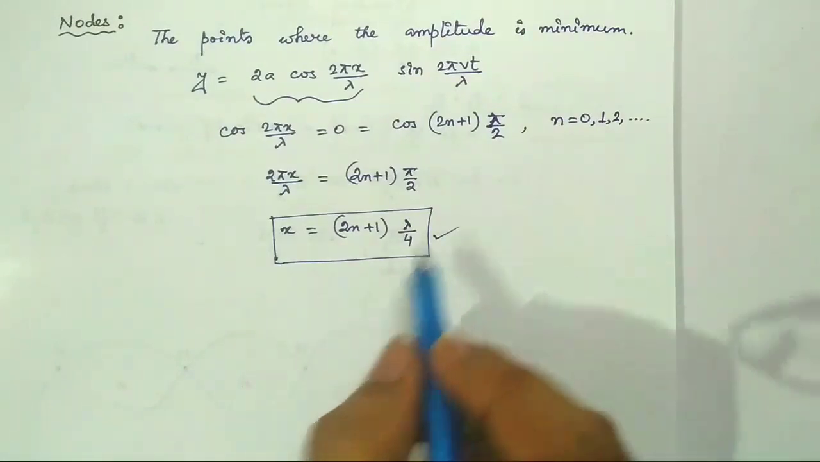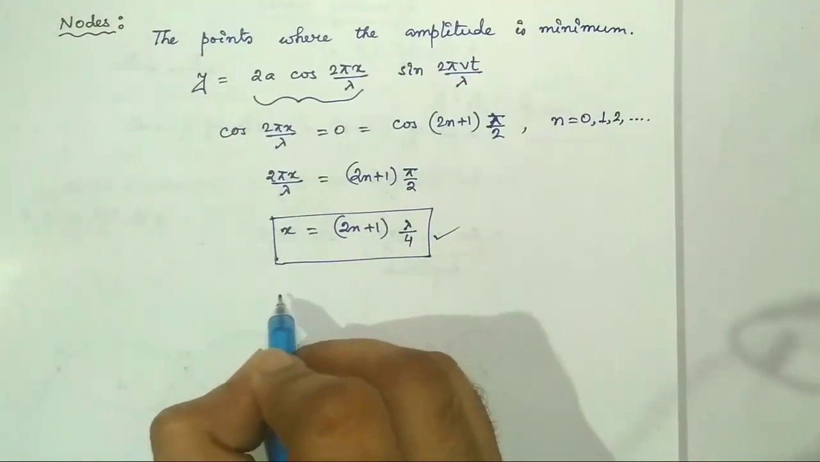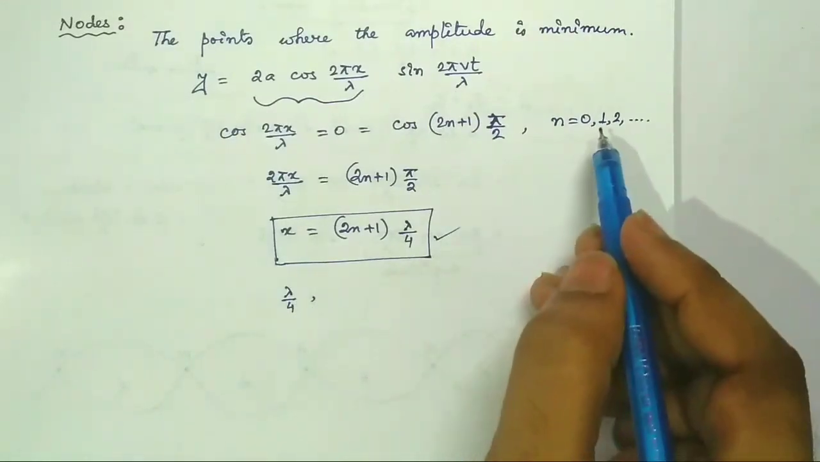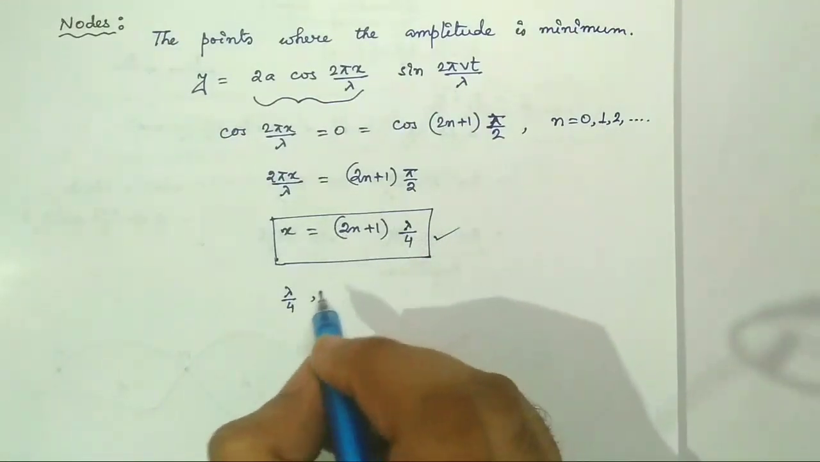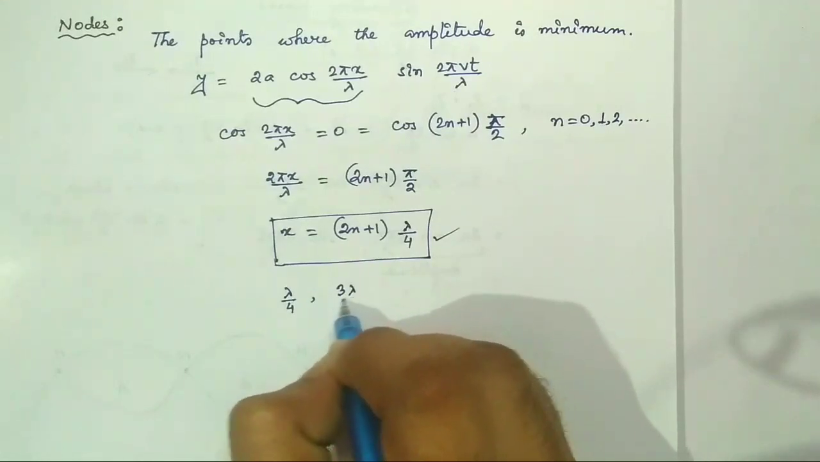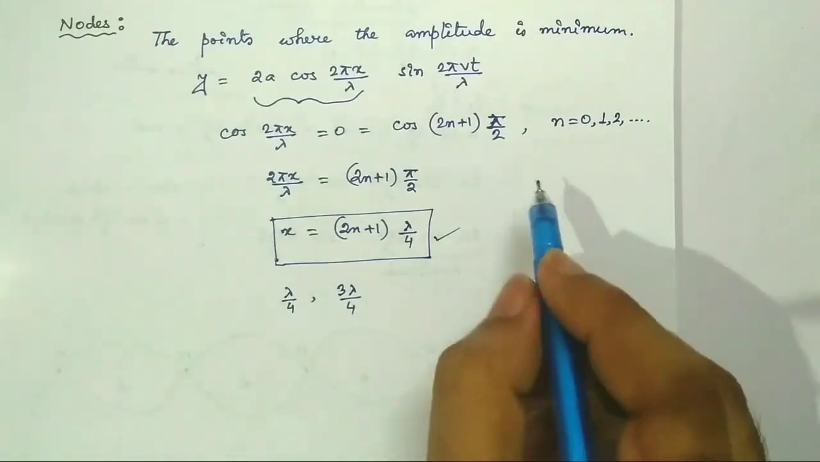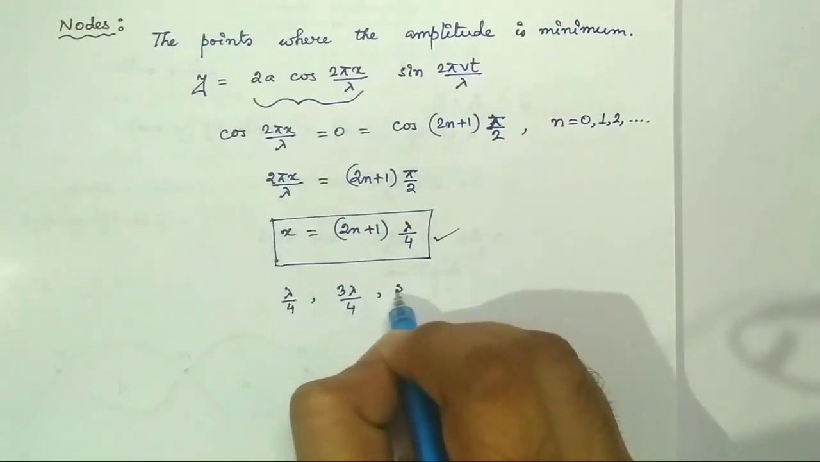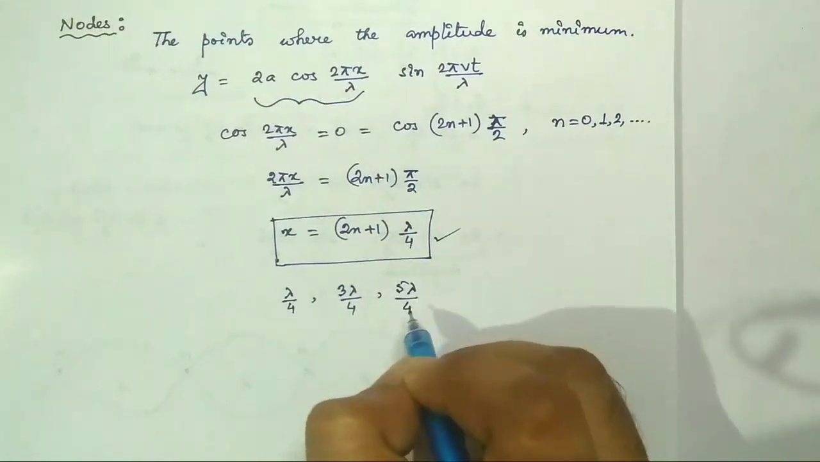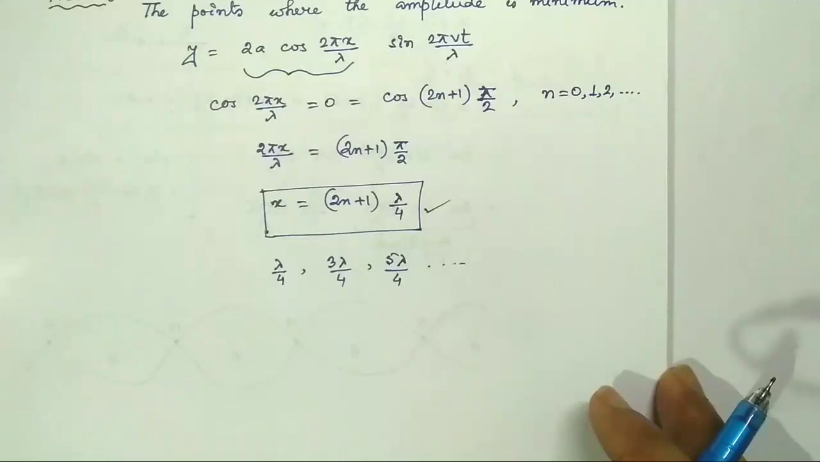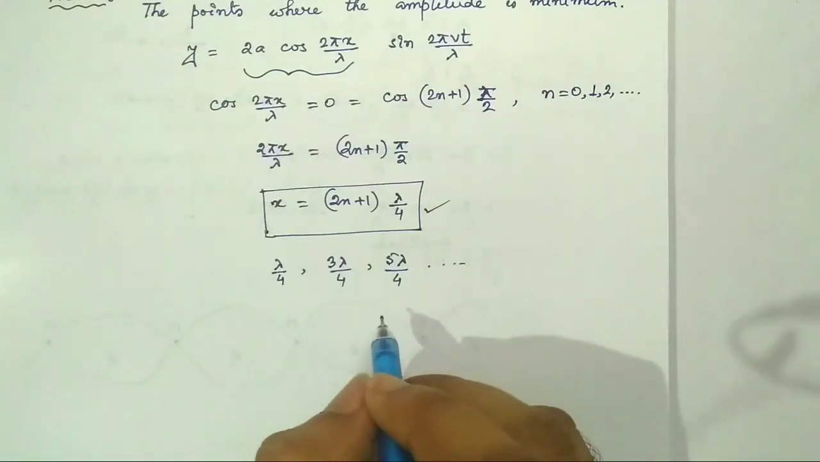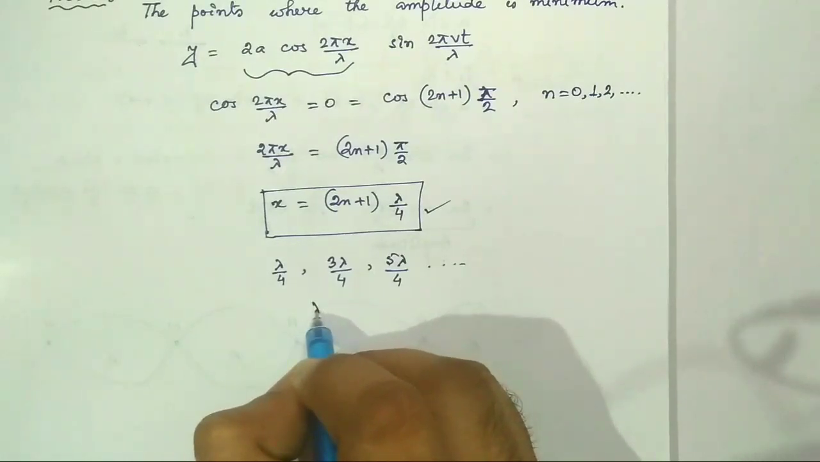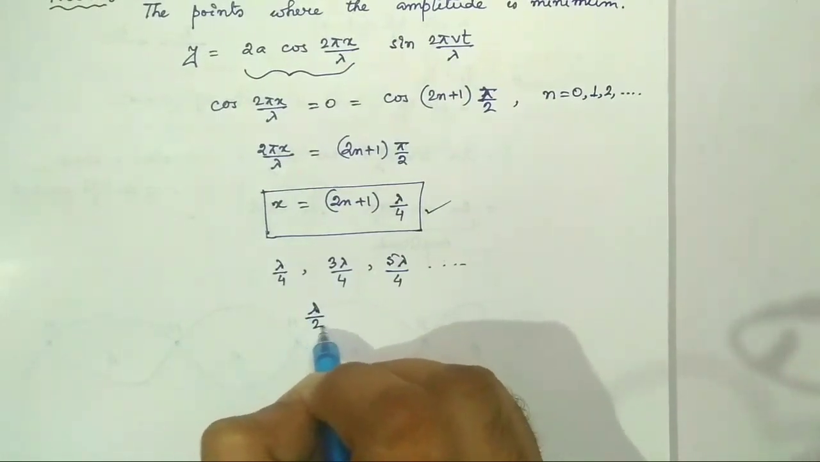If you put n equal to 0, then you will get lambda by 4. If you put n equal to 1 in this equation, you will get 3 lambda by 4. If you put n equal to 2, you will get 5 lambda by 4 and so on. What is the distance between two nodal points? The distance between two nodes is lambda by 2.